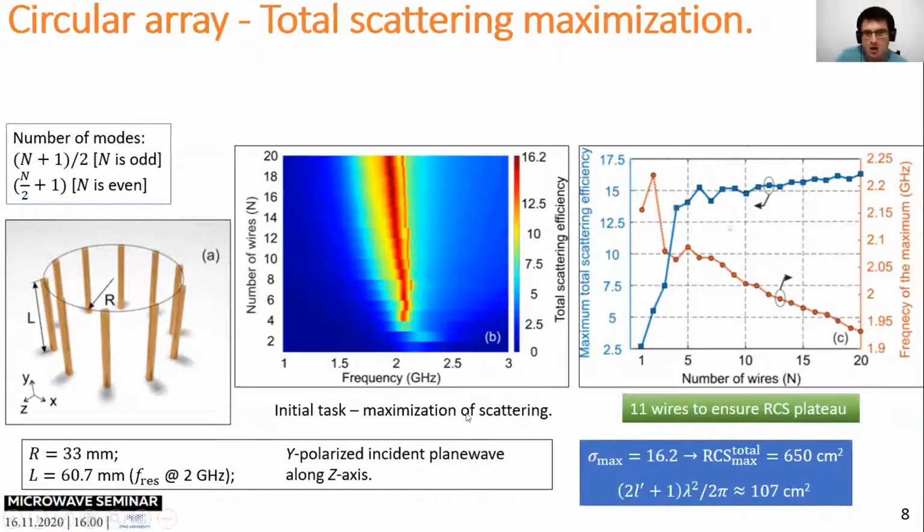Already at this point, we wanted to underline that this structure has a scattering efficiency of something like 15, so it scatters 15 times more than its physical size. We can also compare it with the single channel limitation. Our combination of several types of resonances, and we don't know at the moment which types are combined, scatters at least 6 times more than this single channel limit. Now let's go further.